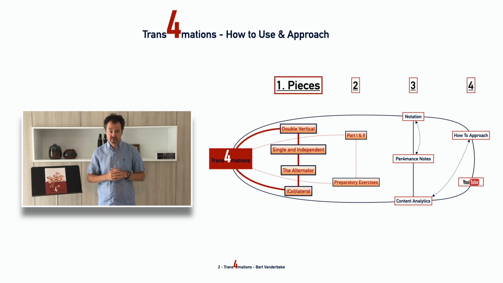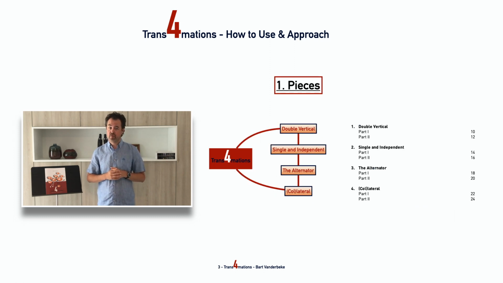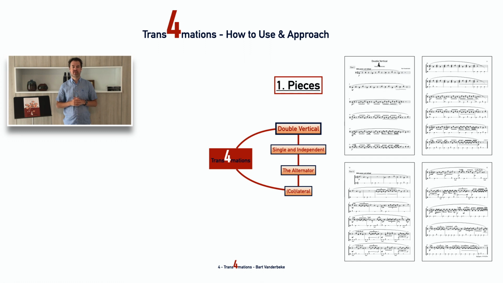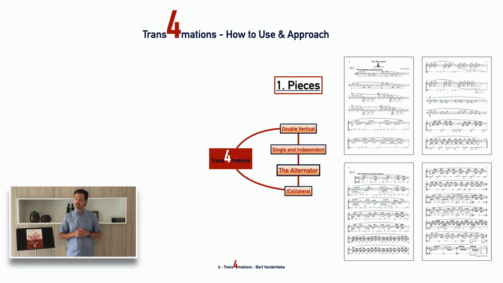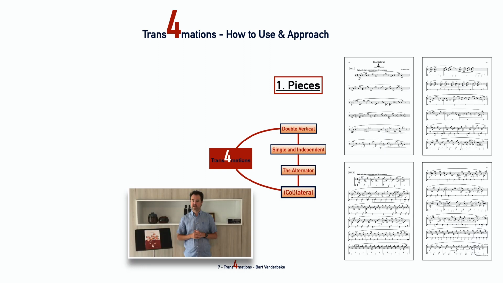First of all, the pieces. Obviously, four, each divided in two parts. More details about this division later on. Double vertical is about the double vertical stroke. Single and independent, the second piece about the single independent stroke. In the alternator, the single alternated stroke is treated, and closing the set is collateral, a piece about the double lateral stroke.